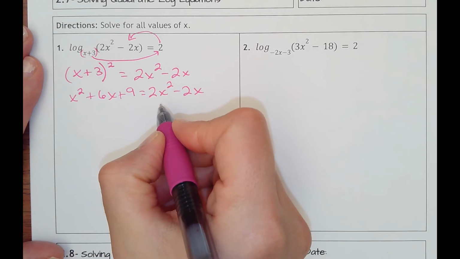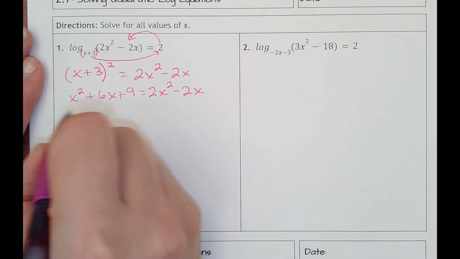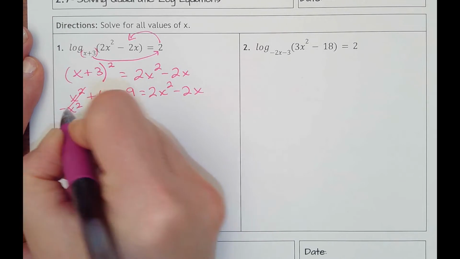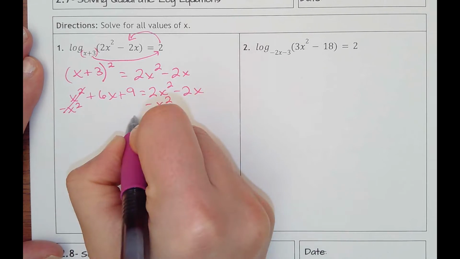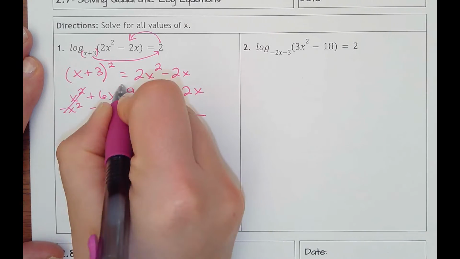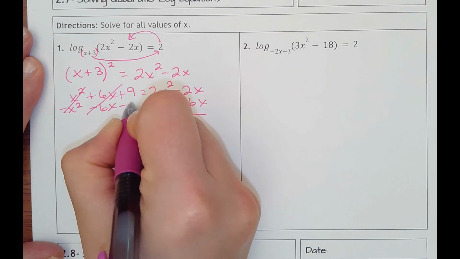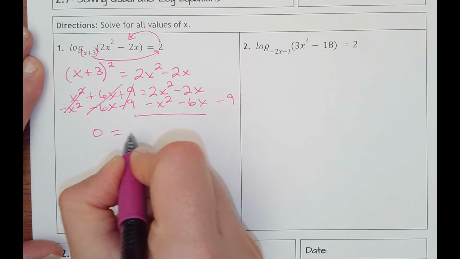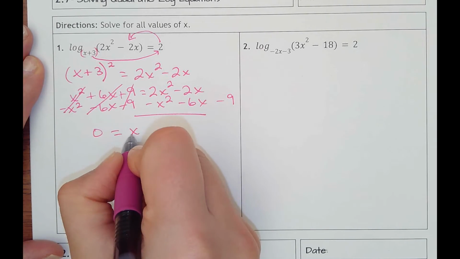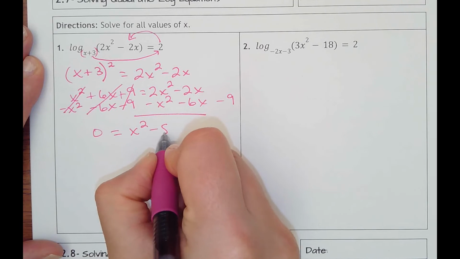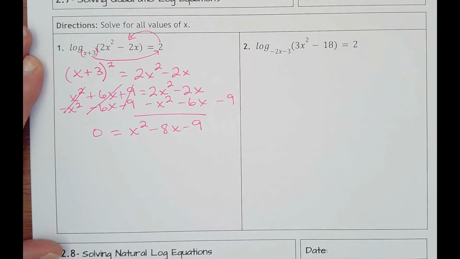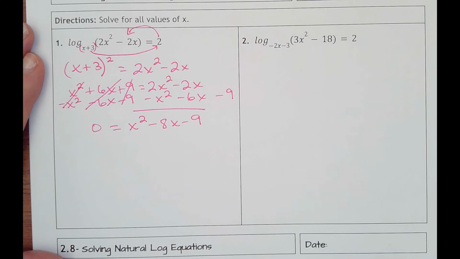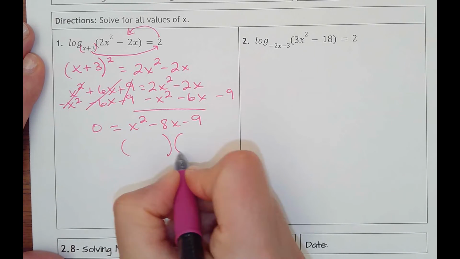I want to keep the x squared term positive, so I'm better off subtracting the 1x squared on both sides. I'll subtract the 6x over, and I'll subtract the 9 over. So I get a 0 on this side. 2 minus 1 is 1, so I just get x squared minus 8x minus 9. Much easier to solve, or I should say to factor.